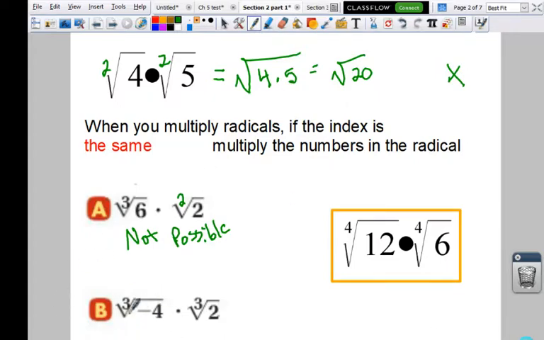So I'm going to look at part B. I have cube root of negative 4 times the cube root of 2. I can put those inside one radical and get the cube root of negative 8, right? And after I do this, it is kind of nice because when I multiply, sometimes I can simplify better. What's the cube root of negative 8? Look at it real quick. And we get negative 2.